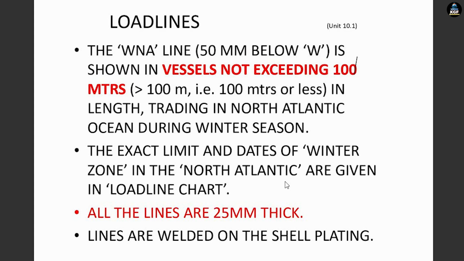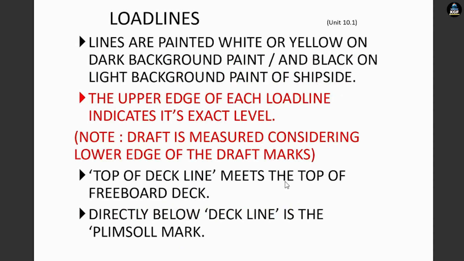All the lines are 25 mm thick. Lines are welded on the shell plating. Lines are painted white or yellow on a dark background paint and black on a light background paint of a ship's side. The upper edge of each load line indicates its exact level. There is a note: draft is measured considering the lower edge of the draft marks.